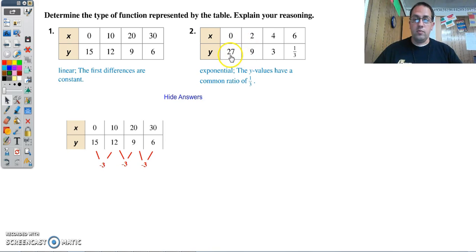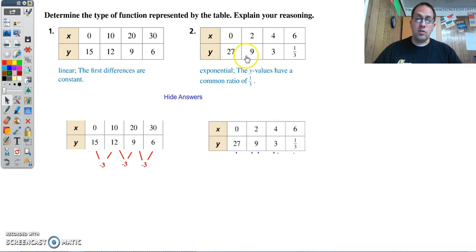Number 2, now a lot of you might not have gotten a common ratio of 1/3. A lot of you said 3 probably if you missed it. All right? But the thing is, 27 times 3 is not 9. It has to go in this direction from the least x value to the greater x value. 27 times 3 isn't 9. 27 divided by 3 is 9. But we can't divide here either. It has to be multiplication.